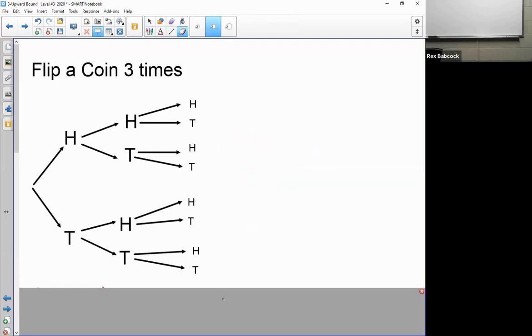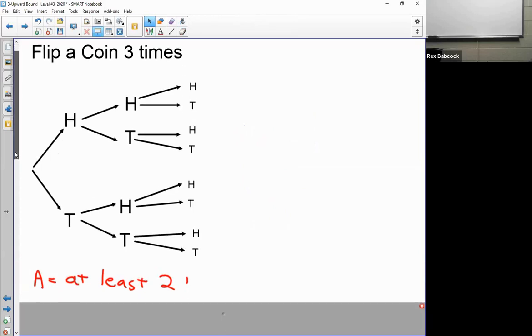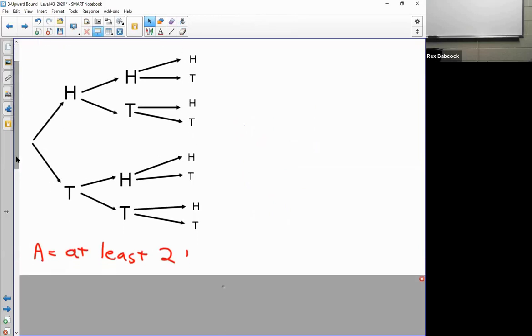Well, let's do some with this. A is you get at least 2 heads. A is that's the event. So I want to know the probability of A. What is it? Well, I already know half the answer now. It's 8. There's only 8 outcomes. I've shown you all of them. You get at least 2 heads.